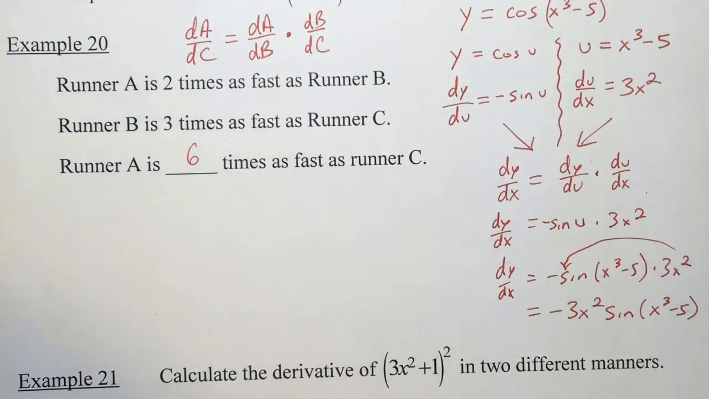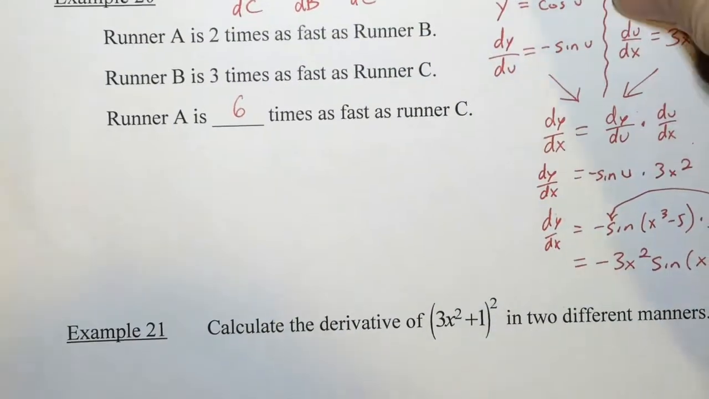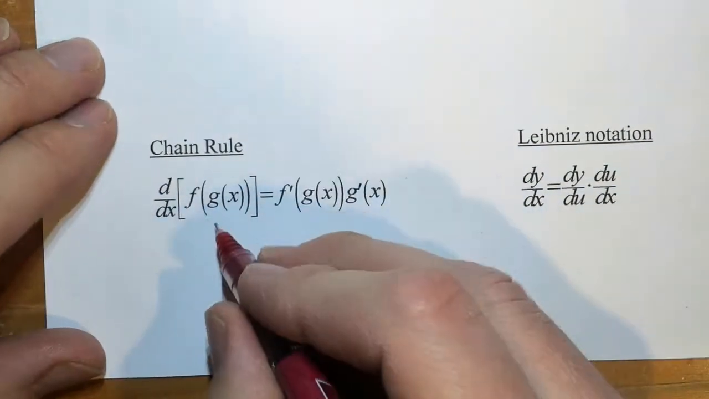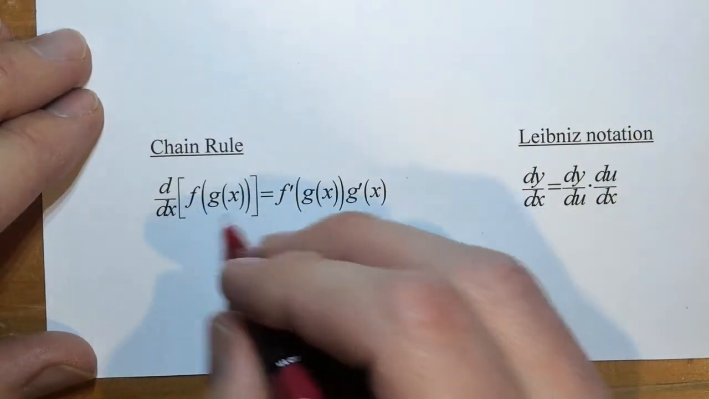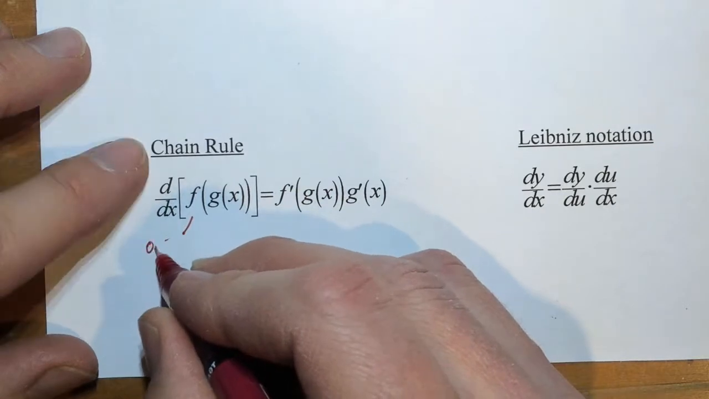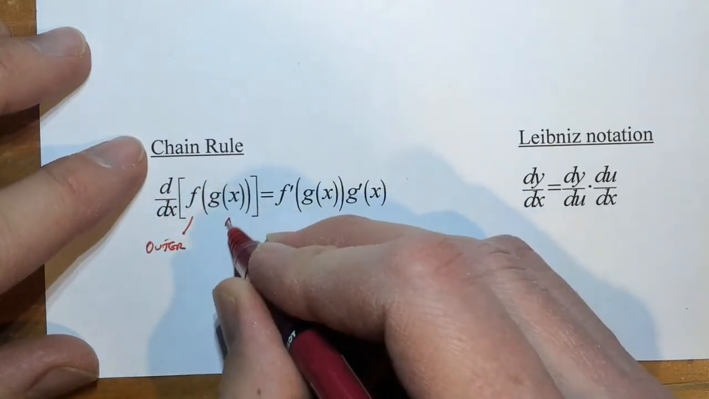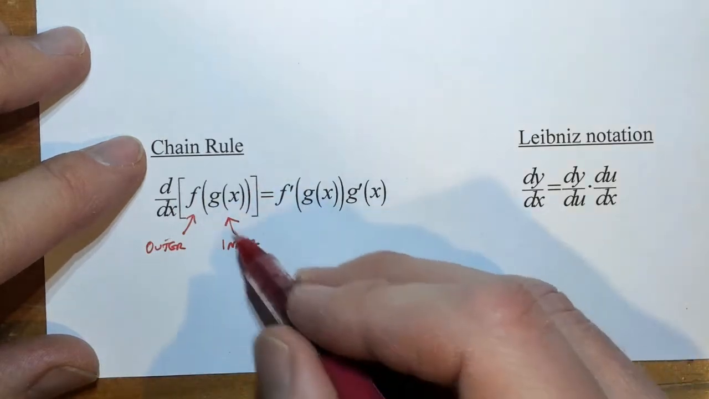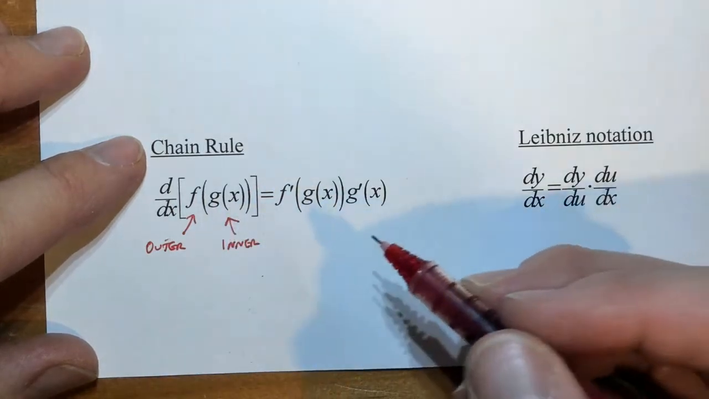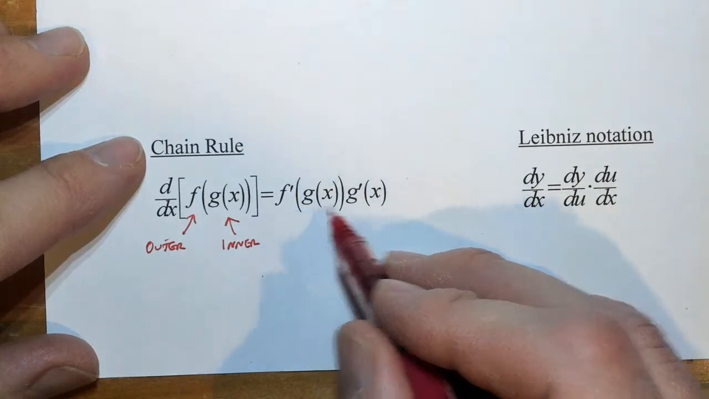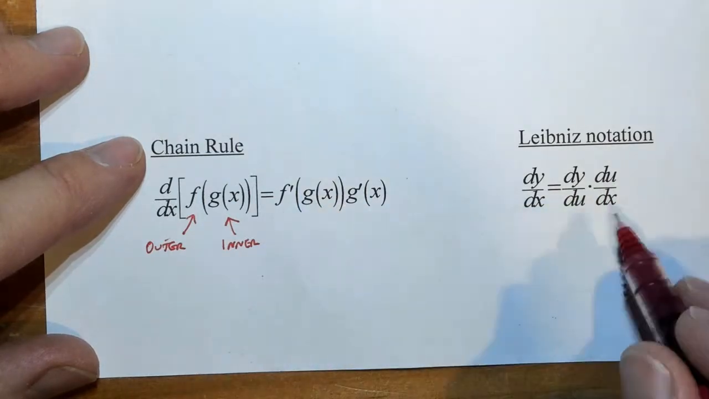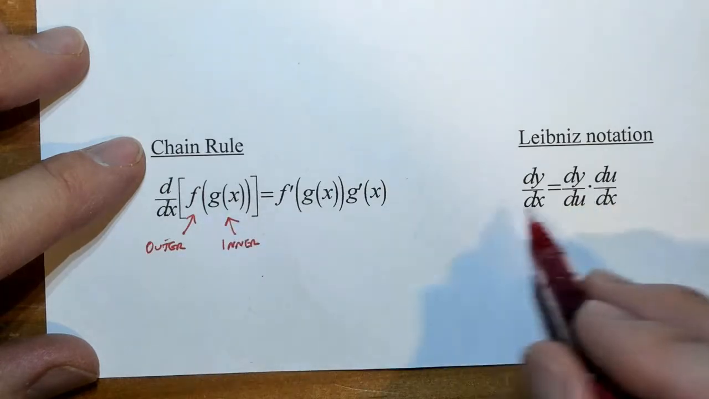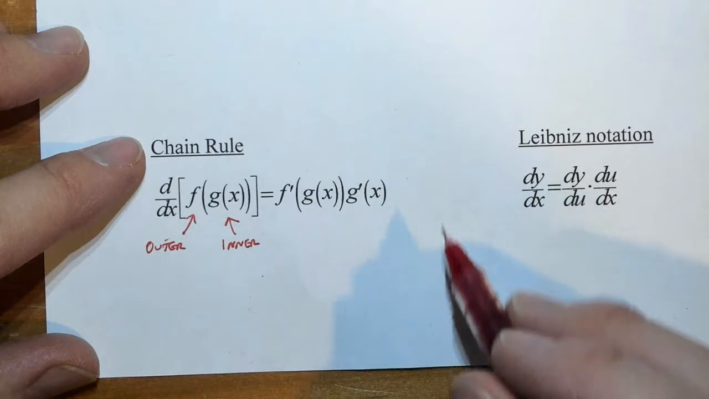Now, sticking with this problem, I'd like to take a look at the other notation right here, the chain rule. If we look at this, we have two functions: an outer function, which is the f, and an inner function, which is the g. We can see that g is the inner function because it's inside the parentheses. This derivative, while it looks very different from this derivative over here, is actually the same thing. It's just different notation, as you'll see momentarily.